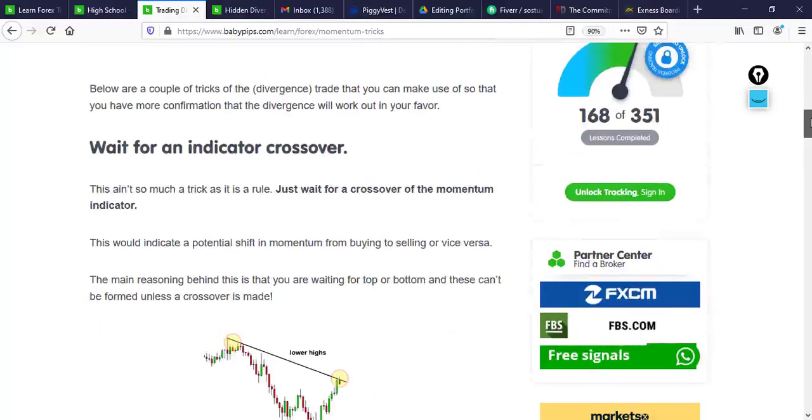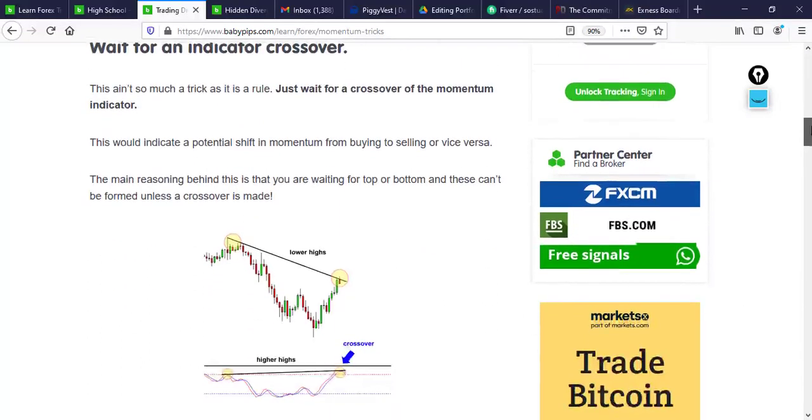So one way to avoid entering too early is to wait for an indicator crossover. Just wait for a crossover of the momentum indicator. This would potentially tell you that the momentum is shifting from buyers to sellers or from sellers to buyers. Now, the main reason behind this is that you are waiting for the top or the bottom, and these can't be formed unless a crossover is made.